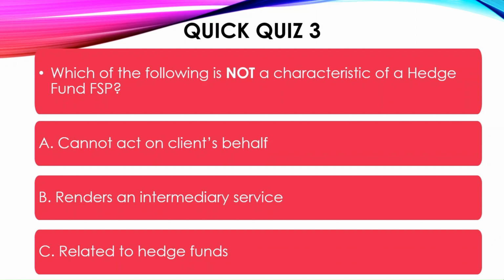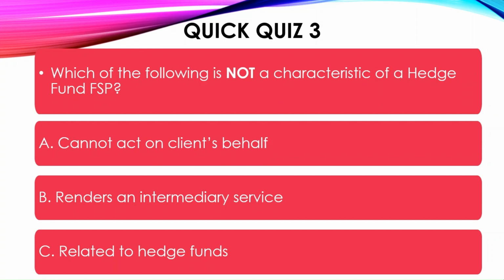Very important in the exam, the negative questions are usually the ones that people get the most wrong. You really need to read the question a number of times to be able to eliminate the options that are correct so that you can identify the incorrect option. So this one: cannot act on the client's behalf, renders an intermediary service, or related to hedge funds. So now it's a hedge fund FSP. So C is immediately out of the question because it is a characteristic.